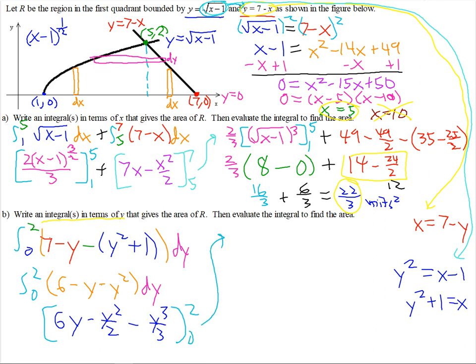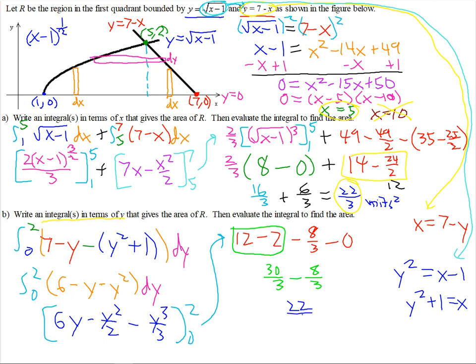So when you substitute in the 2, 2 times 6 gives you 12 minus, 2 squared is 4, divided by 2 is 2. Minus 2 cubed is 8 over 3. Minus, when you substitute in 0, it wipes out all of them, so you just get 0. So that's 12 minus 2, which is 10, the same, since it's thirds, as 30 thirds. Minus 8 thirds gives you 22 thirds.